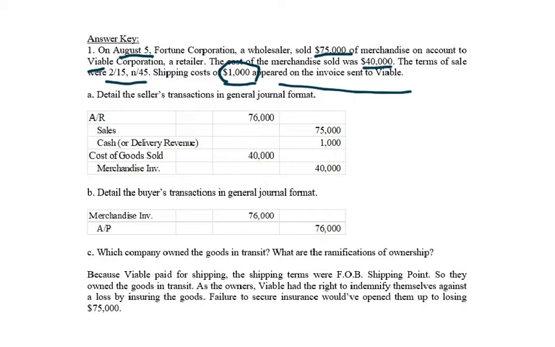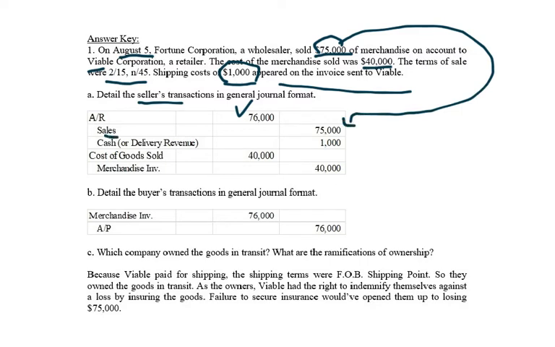So when you're looking at this first transaction for the seller, in this case Fortune Corporation, again, we're going to have to detail how much their customer Viable owes them. Well, they owe them $75,000 for the merchandise plus $1,000 for the cost of the shipping, so that's why the accounts receivable should be for $76,000. Now keep in mind, the amount of the merchandise that was sold is still $75,000, so sales is still $75,000. So the question is, what do you do with that extra $1,000?